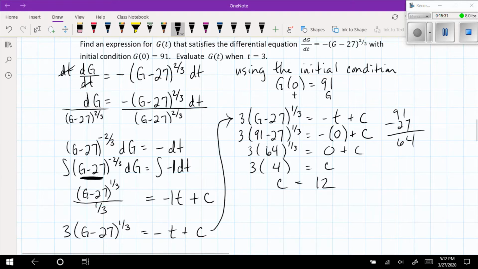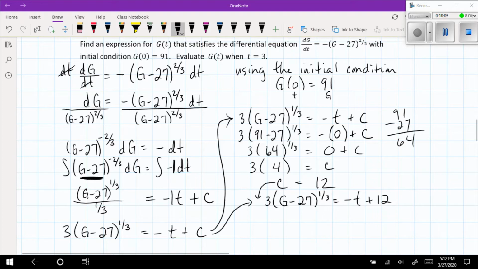All right, I'm going to take that c value together with the equation that I used to substitute the c in, which is still right here. So I'm going to bring that c right here. 3 times g minus 27 to the 1/3 is equal to negative t plus 12. Now we might have a little bit of work to do here. Let's see what we're going to do. We need to solve for g.